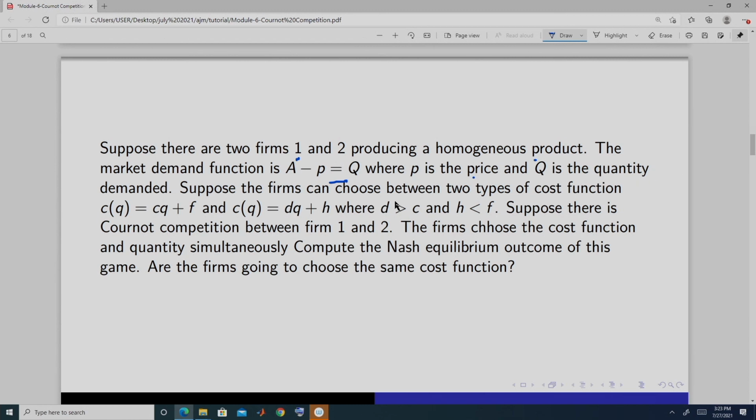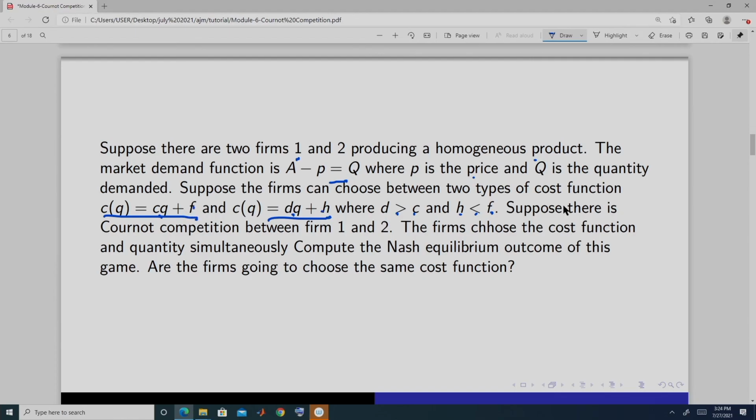Suppose the farm can choose between two types of cost function. Its cost function can be of this nature, or it can be of this. Both have this option where D is greater than C and H is less than F. So, in this cost function, the marginal cost is less than the marginal cost in this one, but here the fixed cost is greater than in this case.